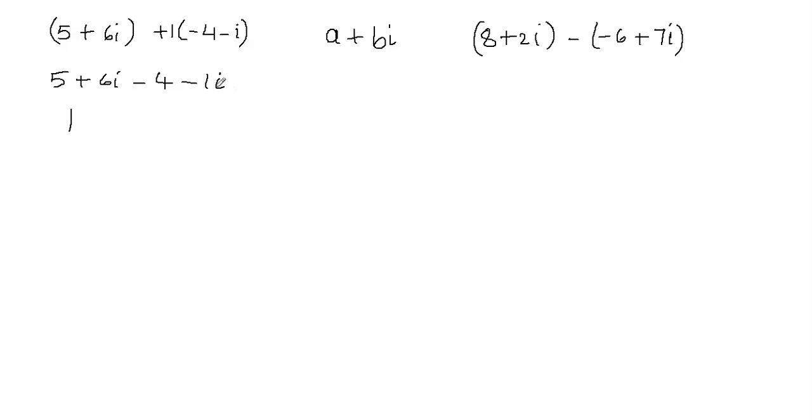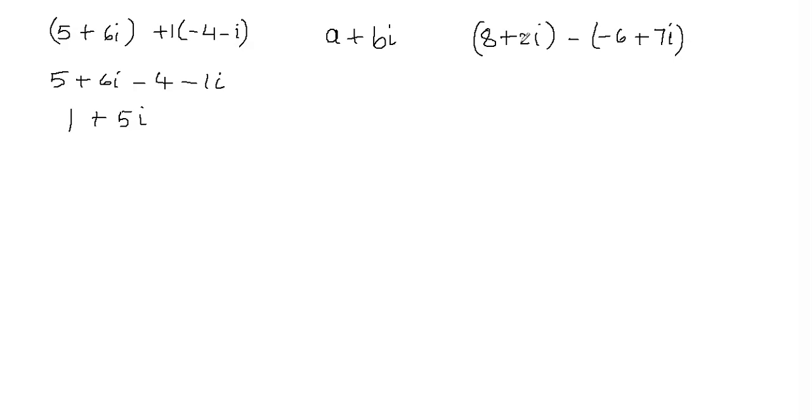Now we're just going to treat the i just like how we treat the variables x and y. Definitely i is not a variable, but we're just going to treat it like a variable. So we're just going to combine 6i and negative 1i. So 6i minus 1i will be positive 5i. So we got plus 5i. And this is our solution. And notice that my solution is also a complex number.